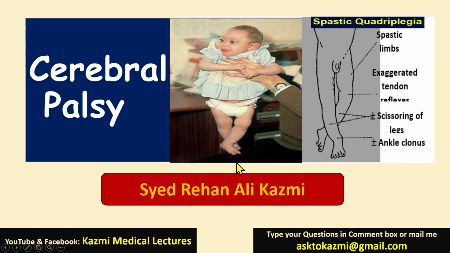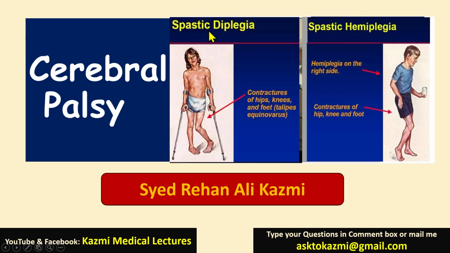Ankle clonus is when you flex the patient's foot one time, and it's followed by involuntary up and down movement of the foot. So that is a positive ankle clonus. Okay, so these are the different signs of spastic quadriplegia. And here you can see hemiplegia.